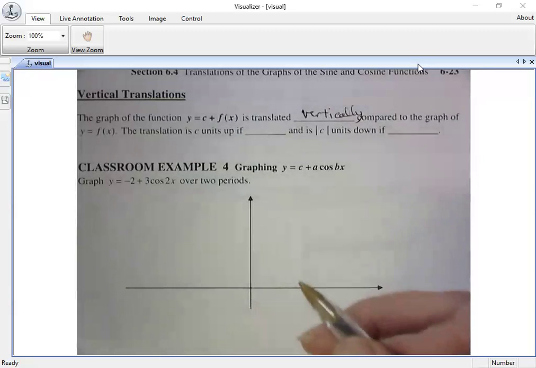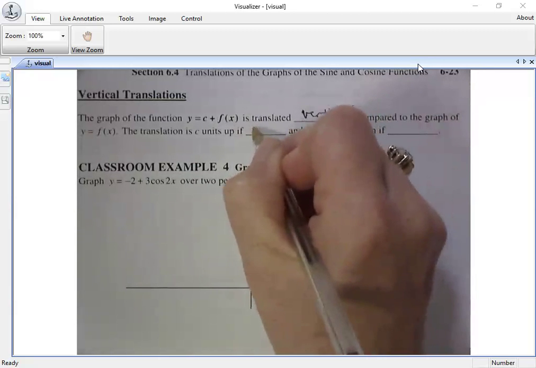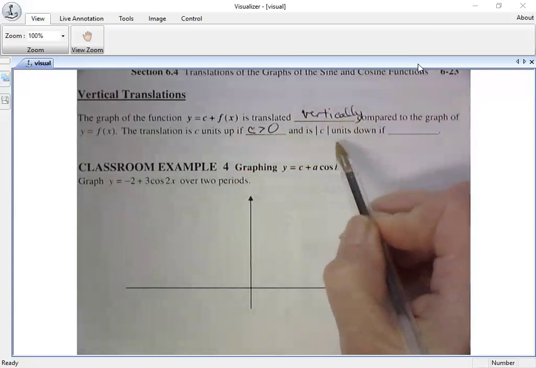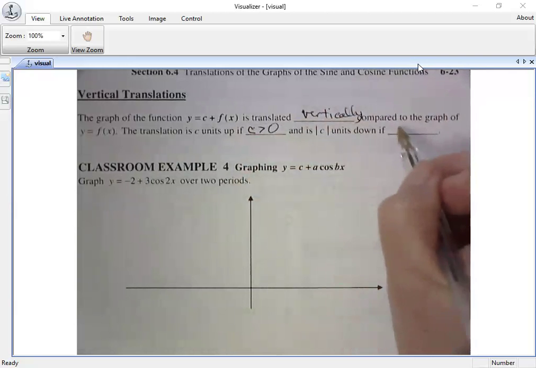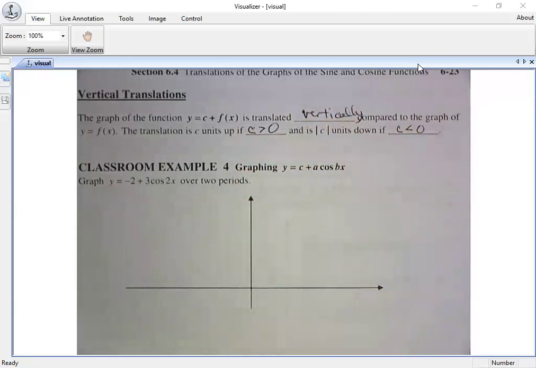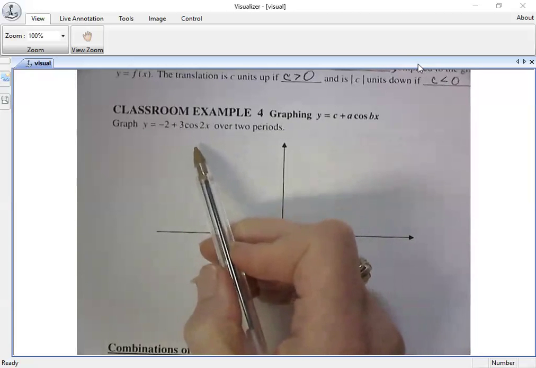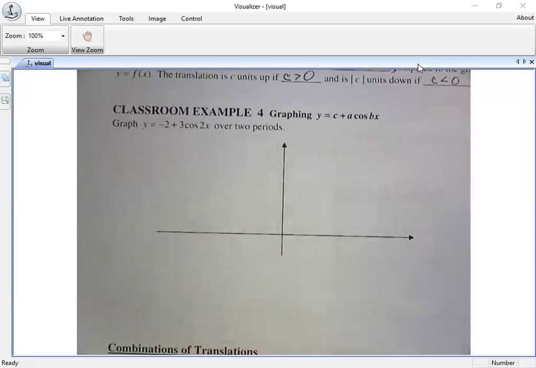If I'm adding, I'm going to move up if it's a positive number. If c is greater than 0, and if it's a negative number, I will move down that many units. Okay, so let's see if we can roll this in with what we've already talked about and try to get this thing graphed over 2 periods. Now, tell me what transformations you see when you look at this.